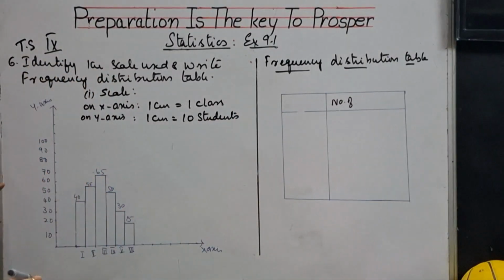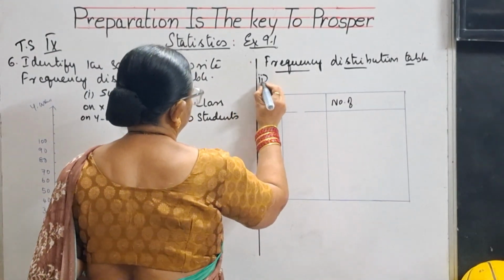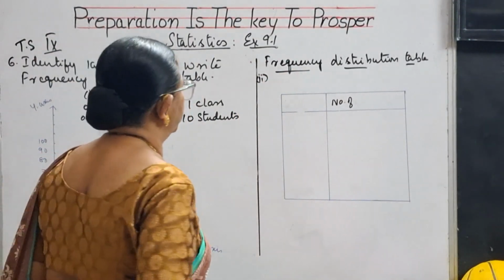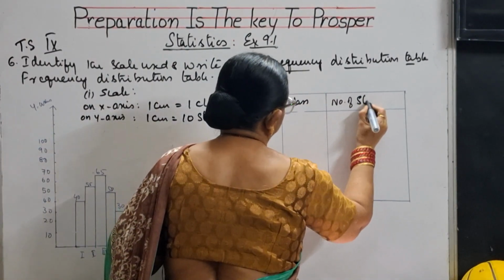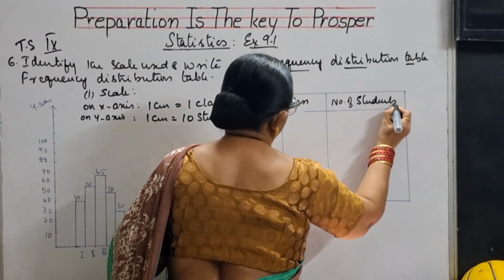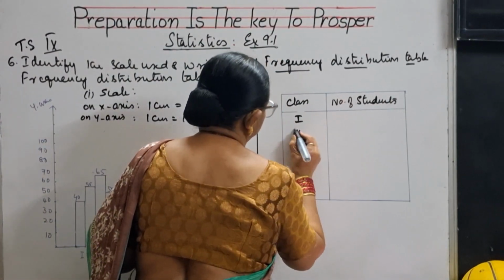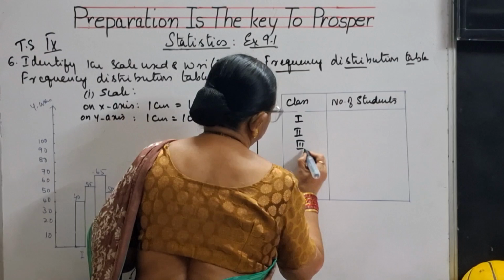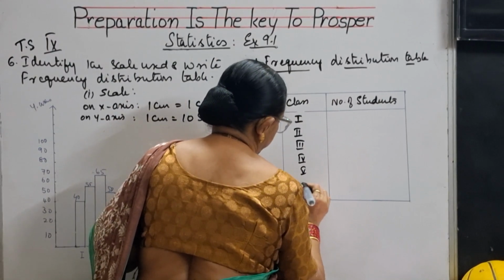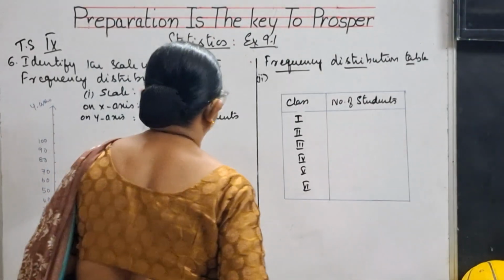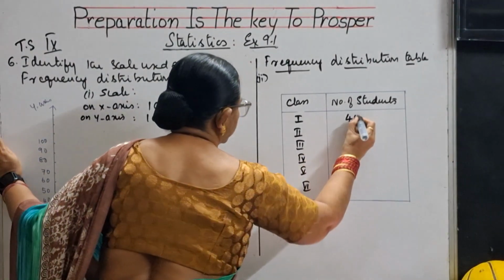So this is the scale, first bit scale, and this is the solution for second bit. That is the frequency distribution table. This is class and number of students. So what are the classes you are having? First, second, third, fourth, fifth, sixth classes are there. Number of students: see, first class, 40 students are there.